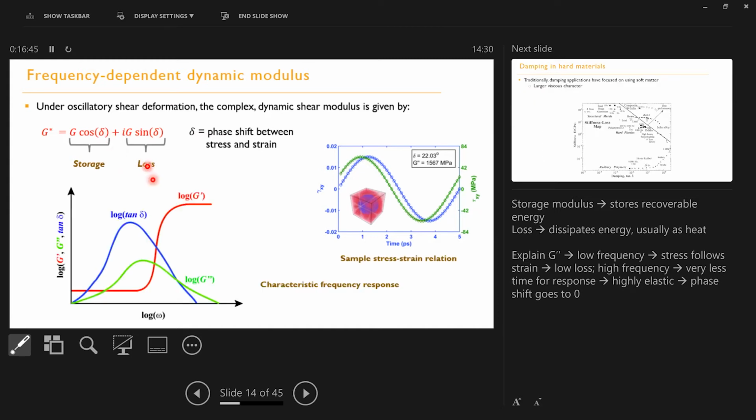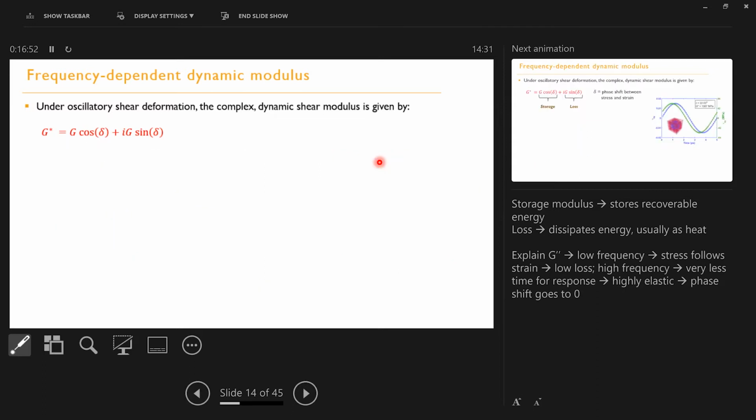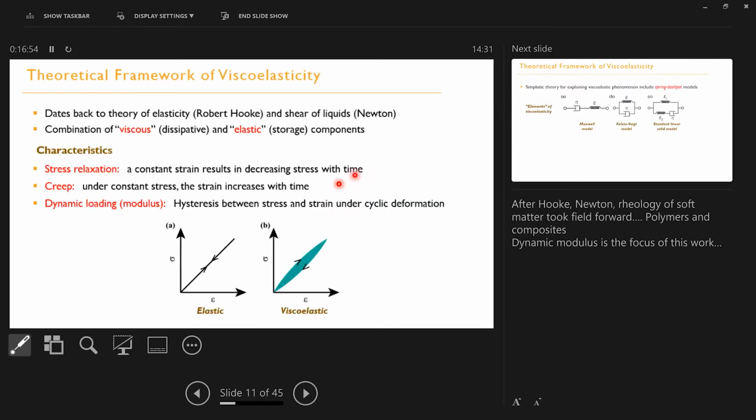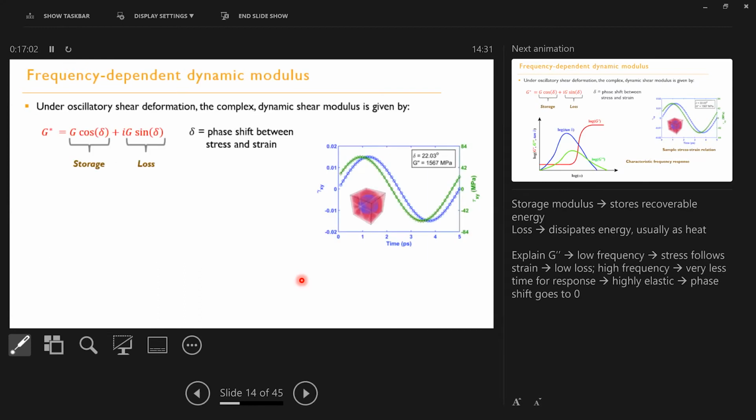Typically delta ranges from 0 to 90 degrees. 0 degrees means that the strain and the stress are perfectly in sync. It is something similar to an ideal elastic material that we saw. Whereas any material for any practical application will have a finite delta. Delta of 90 degrees means that the material is purely viscous; it doesn't have any elastic component, and that you can see clearly. Cos 90 will go to 0, whereas sin 90 will go to 1. So it always lies between 0 and 1.